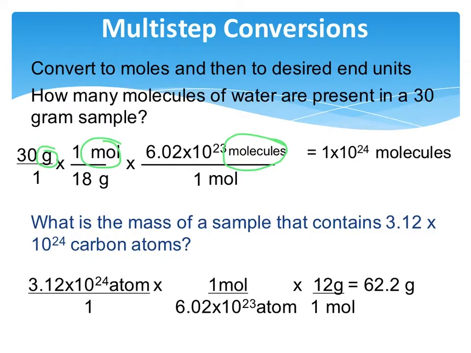In this particular problem down here, what is the mass of a sample that contains 3.12 times 10 to the 24th carbon atoms? Again, before we even put any numbers in, my given unit is atoms. I'm going to moles. I'm ending up at grams. So if I read my problem here, it says I have this many atoms and I want to know what the mass is. The mass means grams. So I'm going to go from atoms to moles, moles to grams. So it basically tells you the pathway you're doing.